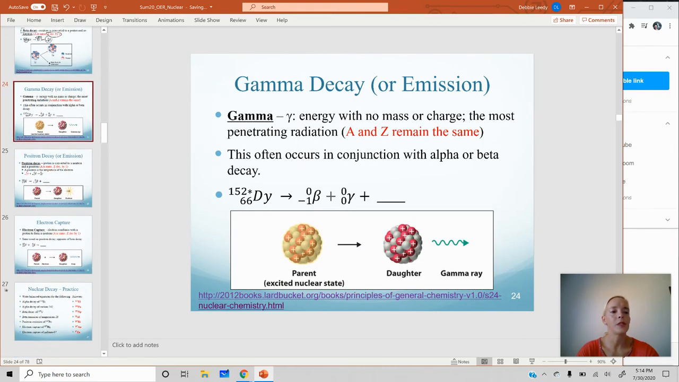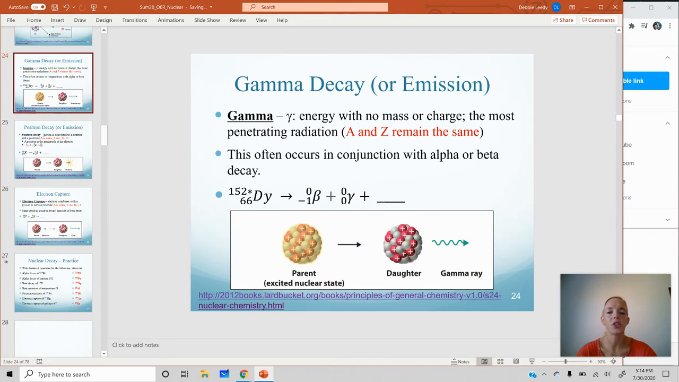Our next example is gamma decay or emission. Remember, gamma particles have no numerical values, right? There's no mass, no protons, no neutrons associated with them. So we often write gamma decay reactions in conjunction with other types. So it might happen with a beta particle, as is shown here, or it could be combined with an alpha particle. If I just wrote gamma decay by itself, obviously the numbers wouldn't change at all.